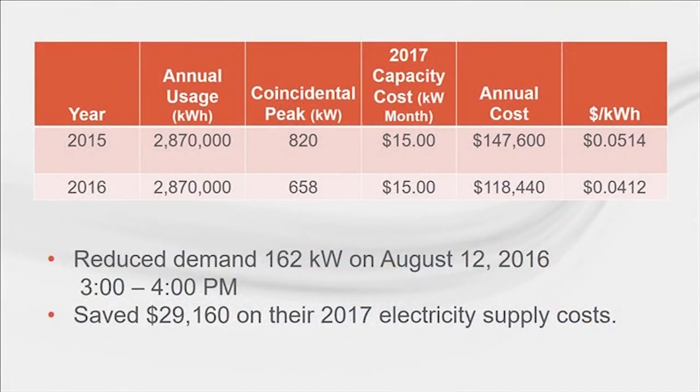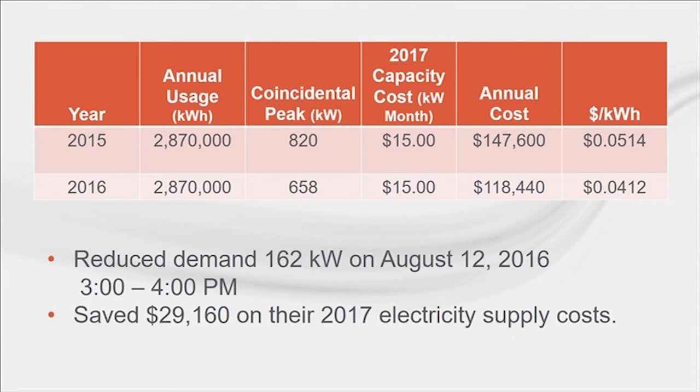In this case, ISO New England was the culprit for the increase in cost. This was confusing to the building owner because their electricity supplier was the one showing the price increase. Let's look at how this translated to their electricity supply price by breaking down the building profile. Their 2015 coincidental peak demand was 820 kilowatts. Their 2015 annual consumption was 2.8 million kilowatt hours, which is a 40% coincidental peak load factor. The grid operator charges were $15 per kW per month for calendar year 2017.